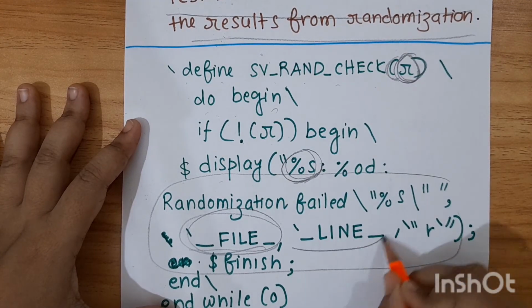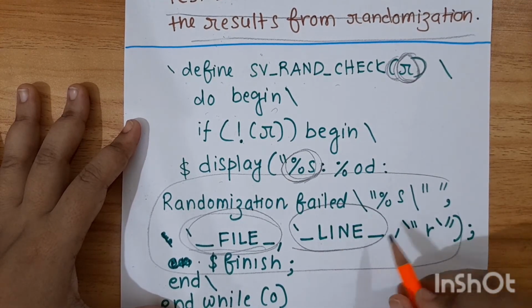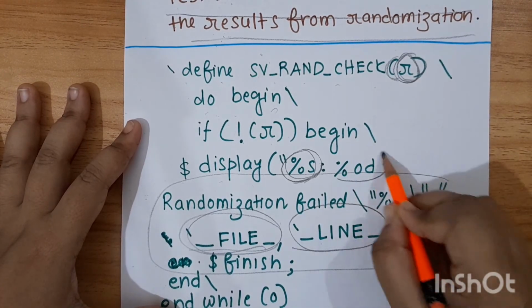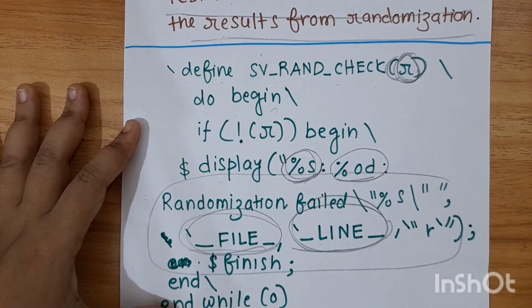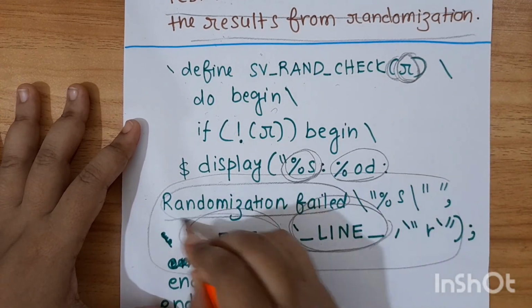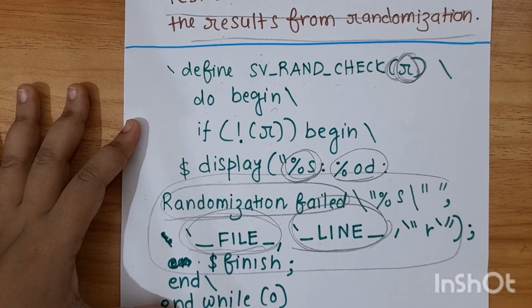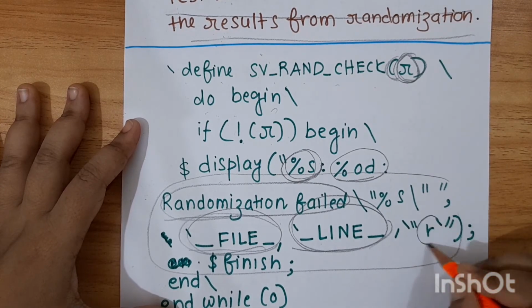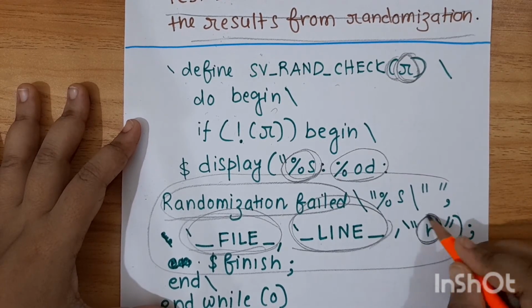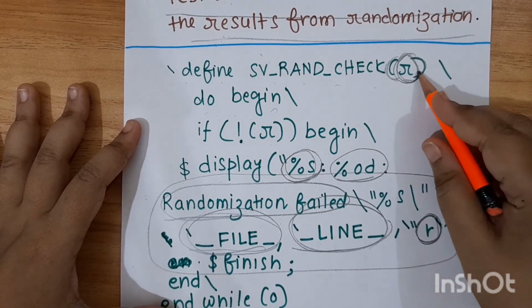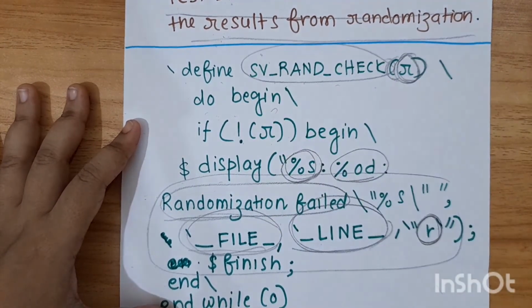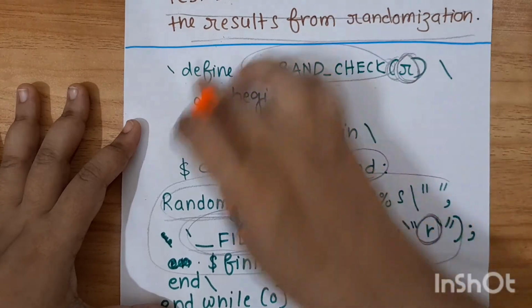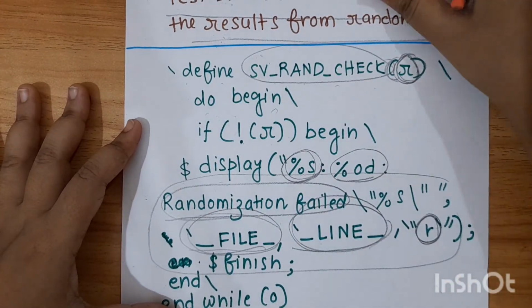After the file name, the line number, tick underscore line underscore. That is why this is the format string for that, %0d. So this will display the line number. Then the message that randomization failed will come. Then R: randomization failed for which class handle? It is failed for which one will be passed to the sv_rand_check define. This way we can display the randomization failed message.